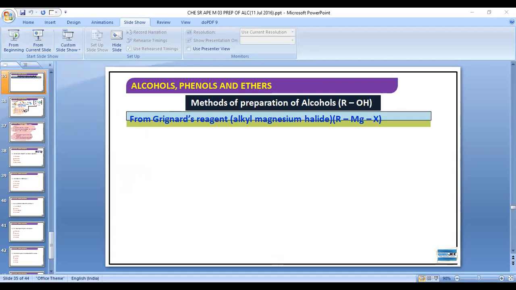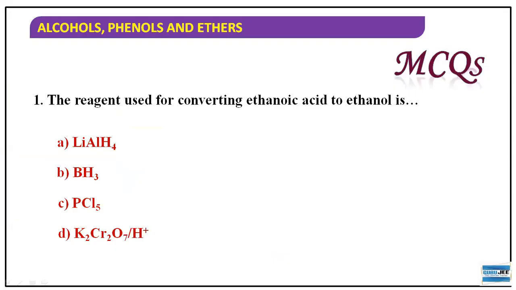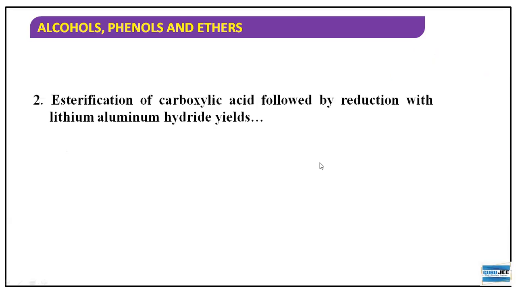Methods of preparation of alcohol from Grignard's reagent. The reagent used for converting ethanoic acid to ethanol is, from the options, what is the answer? Option A, ma'am. Lithium aluminum hydride. Very good. Now I want you to read this question and come up with an answer within 30 seconds. Time starts now.